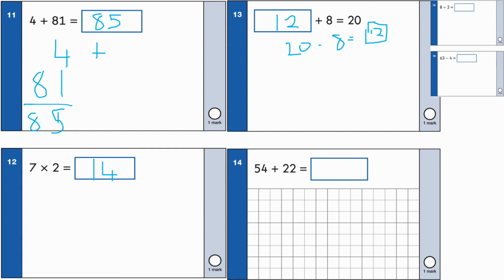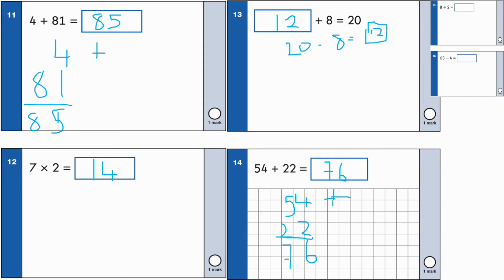Okay, this is question number 14. 54 add 22. 54 add 22. So being very careful with our addition. Okay, 4 add 2 is 6, and 5 add 2 is 7. So the answer is just 76. Okay.